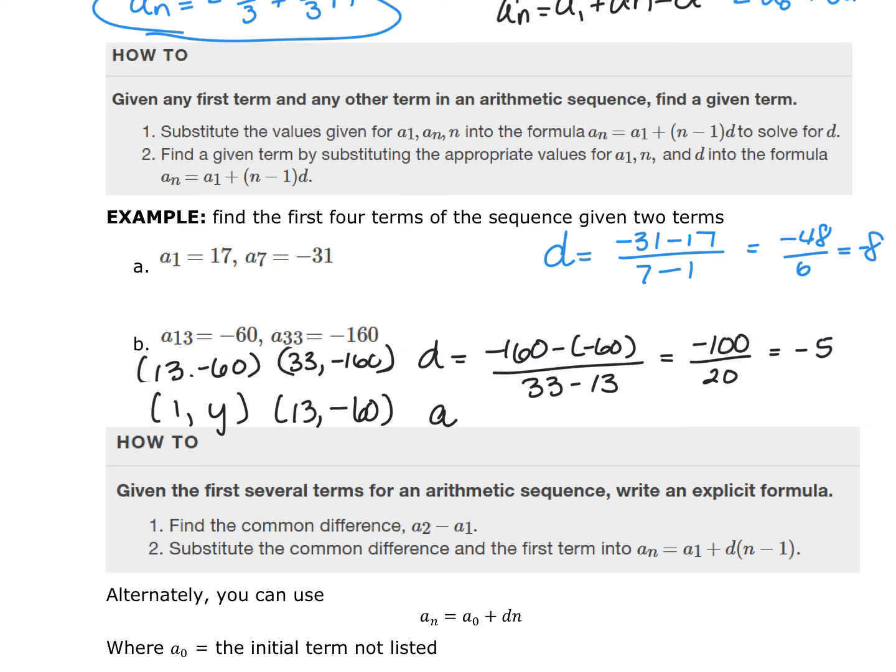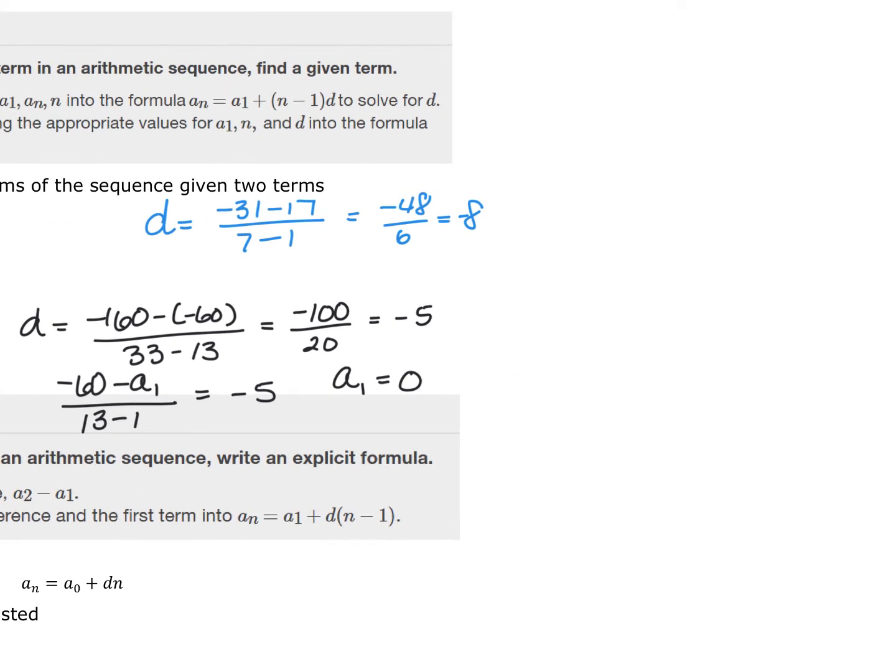So I have the negative 60. So my a sub 1, actually, let me write this as a sub 1 instead of y. So I'm going to call this a sub 1. So I have negative 60 minus a sub 1 over my 13 minus 1, which needs to equal negative 5. So all I have to do now is solve for a sub 1. And when I solve for a sub 1, it ends up becoming 0. So my closed or explicit formula for this would be a sub n is equal to a sub 1, which is 0, plus n minus 1 multiplied by that negative 5.